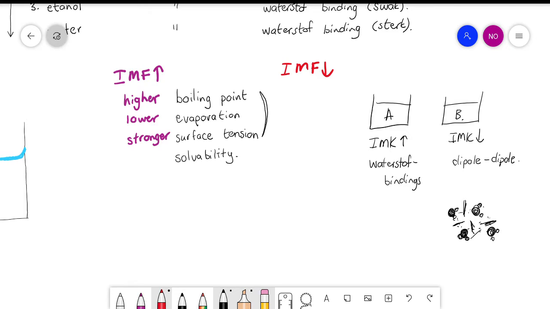It will decrease. What will happen to the evaporation?